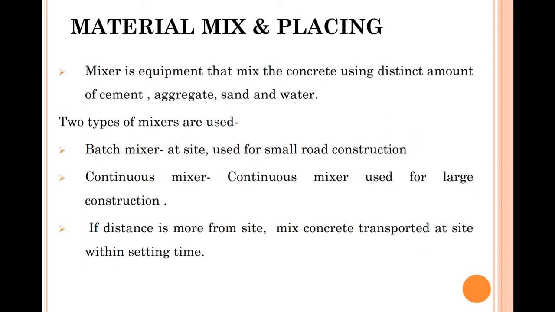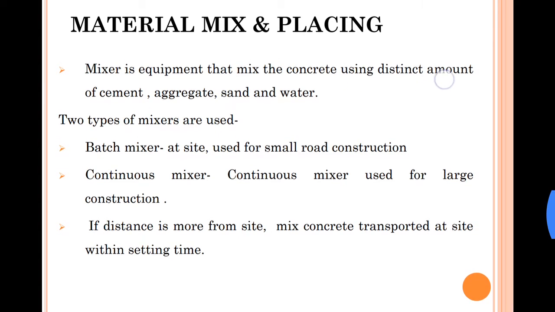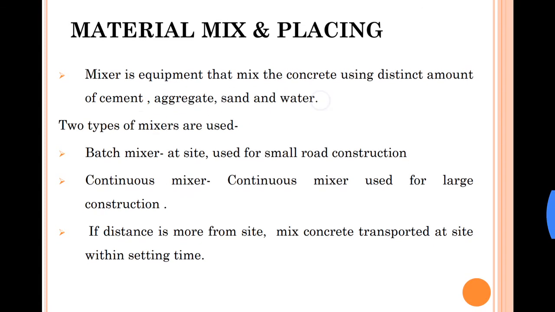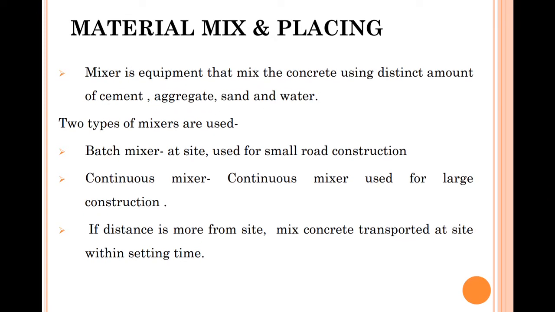Then we have material mix and placing. Now you mix the concrete material and then you need to place it. A concrete mixer is equipment that mixes the concrete using distinct amounts of cement, aggregate, sand and water. You just need to add in these raw materials. The mixer will mix them up.